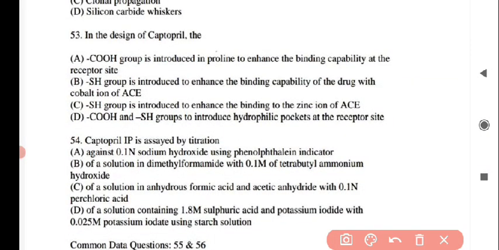The next question is, in the design of captopril, the correct answer for this is option number C. SH group is introduced to enhance the binding to the zinc ion of ACE. Next question is, captopril is assayed by titration, and the correct answer is option D, by titration of solution containing 1.8 molar sulfuric acid and potassium iodide with 0.025 molar potassium iodate using starch solution.